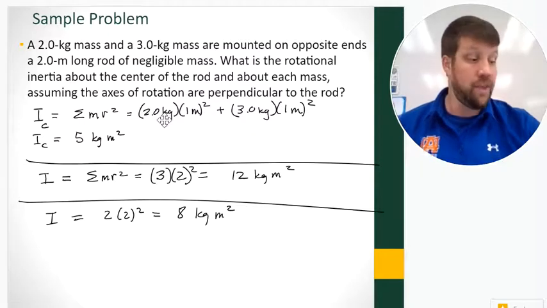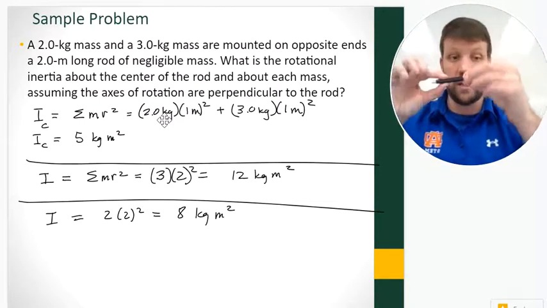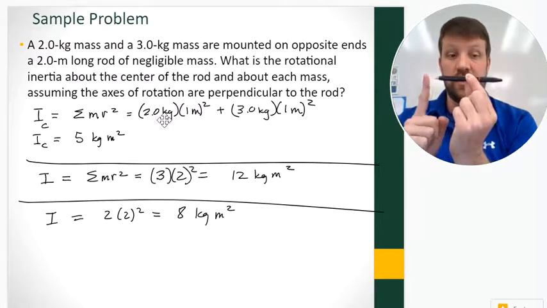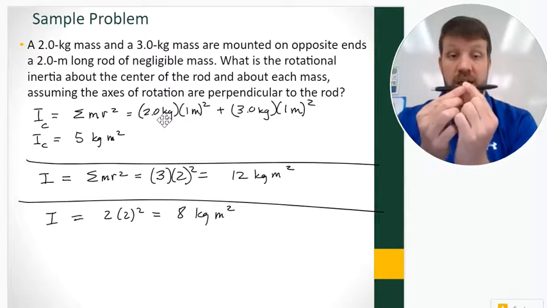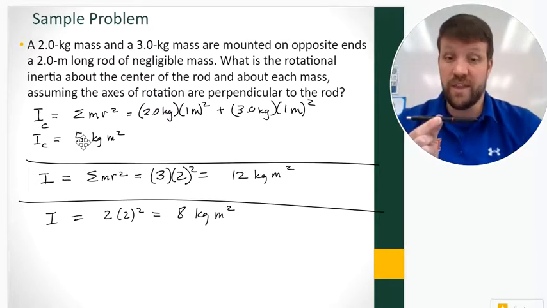Okay, so the 2 kilogram mass, again, we're right here. We're rotating about this center point, right? If this is a meter here for the 2 kilograms, I get 2 kilograms times 1 meter squared, and then 3 kilograms times 1 meter squared. And that's where I get this.